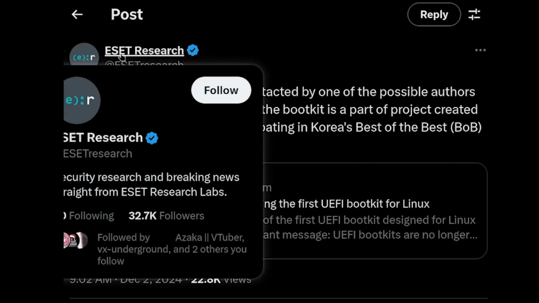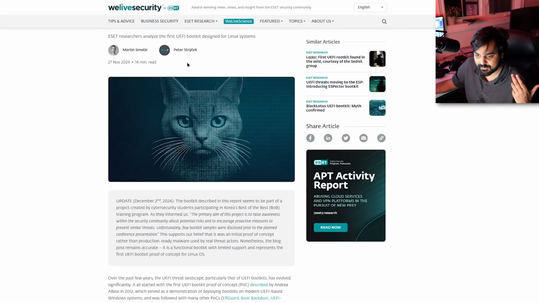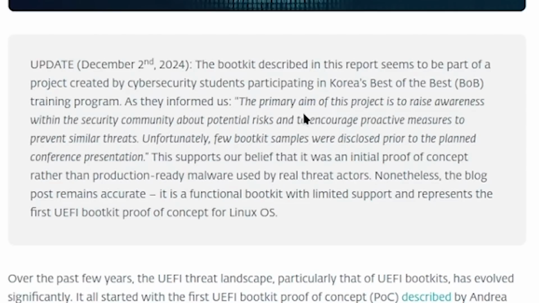So ESET Research, some of the people talking about this, actually said that one of the students ended up actually contacting them and talking about this. So apparently in Korea, there were a few cybersecurity students in the Best of the Best training program where they said the primary aim of this project is to raise awareness within the security community about potential risks and to encourage proactive measures to prevent similar threats. Unfortunately, few bootkit samples were disclosed prior to the planned conference presentation. So this is something where people are making these as proof of concept, and so far as anybody's knowledge is, nobody has been infected with this so far, except this guy right here and anybody who was researching this, quote unquote.